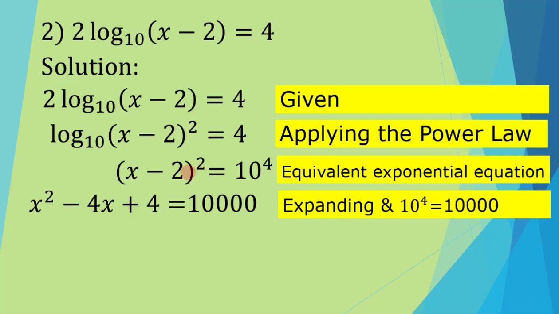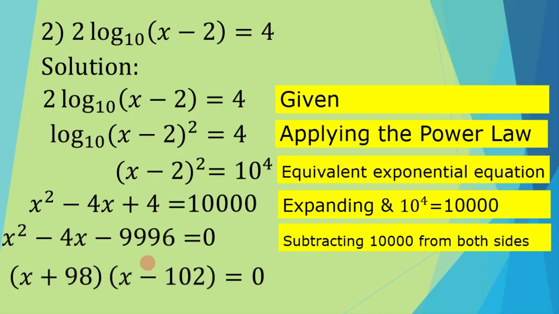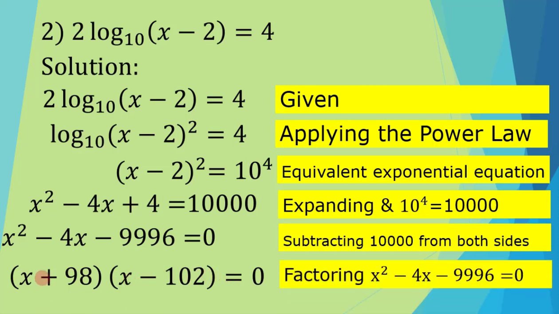Expanding this term, we have x squared minus 4x plus 4, and that is equal to 10,000. Simplifying further by combining like terms, or subtracting 10,000 from this side, we have x squared minus 4x minus 9,996 equals 0. And we have to factor this out. Factoring is the best method. So we have the factors x plus 98 and x minus 102 equated to 0.